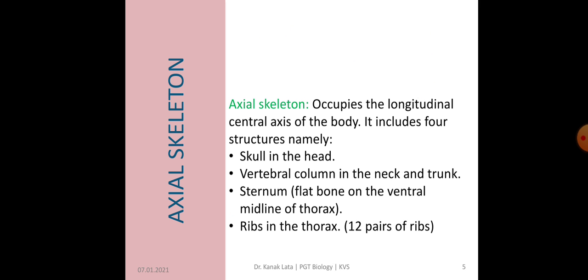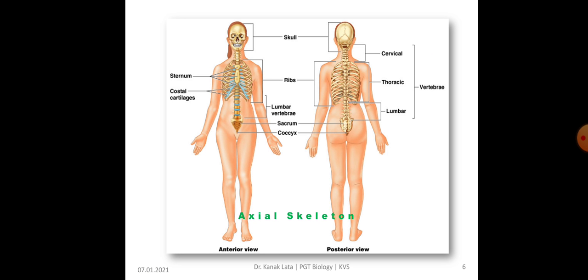Now let us study the axial skeleton. Axial skeleton occupies the main longitudinal axis of the body. It includes four structures, namely the skull present in the head, the vertebral or spinal column present in neck and trunk, the sternum, and 12 pairs of ribs in the thorax. In this figure, you may visualize the anterior and posterior view of the axial skeleton.